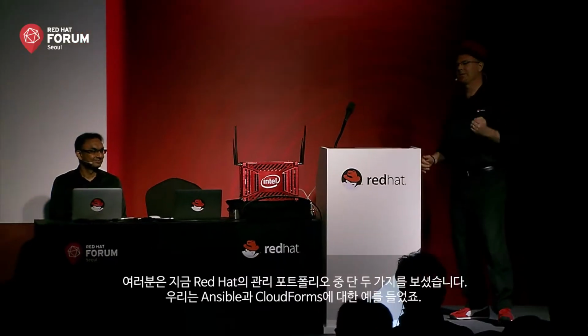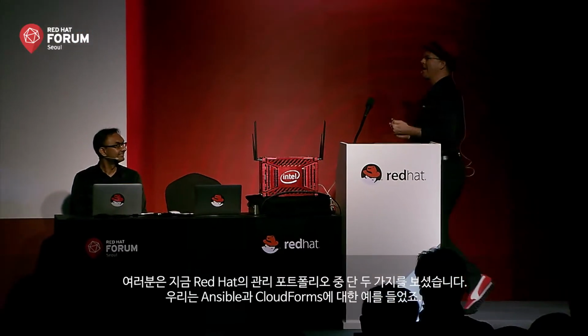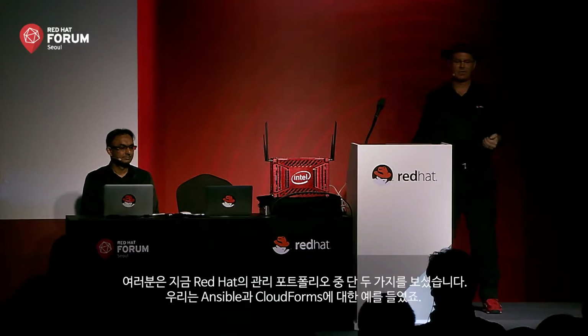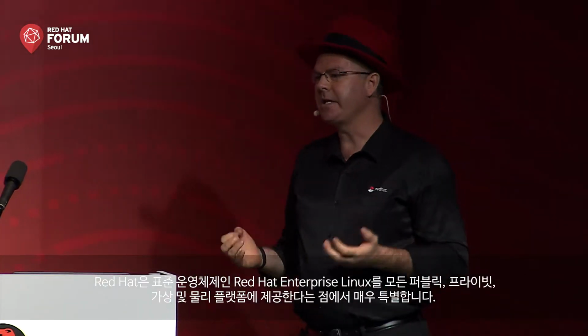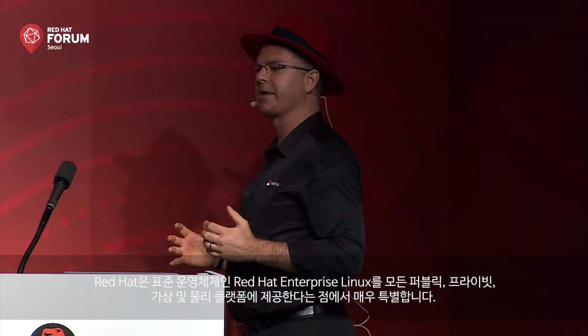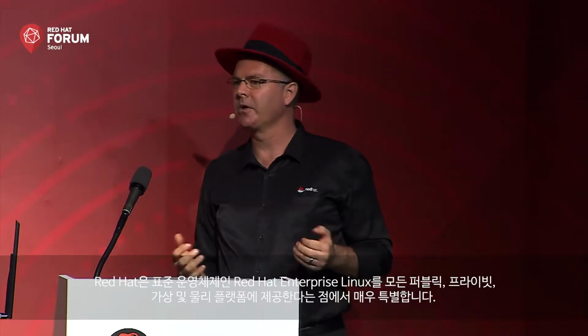So folks, what you saw here were two parts of our Red Hat management portfolio. We've got the Ansible and CloudForms, but there's actually two other components I want to tell you about. Satellite allows us to keep a standard operating environment across all the platforms. Red Hat is unique in that we provide a standard operating environment, Red Hat Enterprise Linux, across all of the private, public, virtual, and physical platforms.